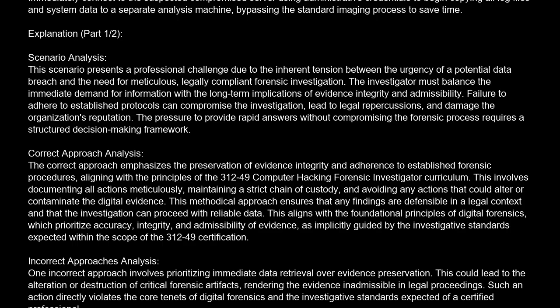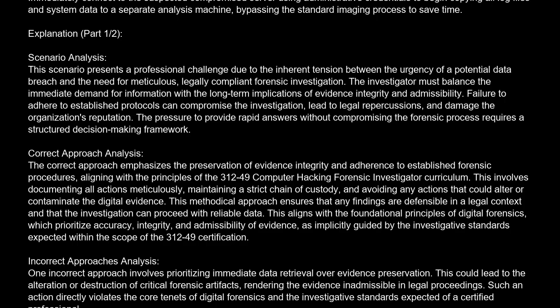Correct approach analysis. The correct approach emphasizes the preservation of evidence integrity and adherence to established forensic procedures, aligning with the principles of the 312-49 Computer Hacking Forensic Investigator curriculum. This involves documenting all actions meticulously, maintaining a strict chain of custody, and avoiding any actions that could alter or contaminate the digital evidence. This methodical approach ensures that any findings are defensible in a legal context and that the investigation can proceed with reliable data.